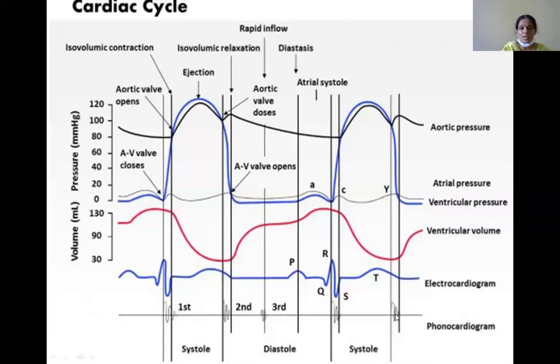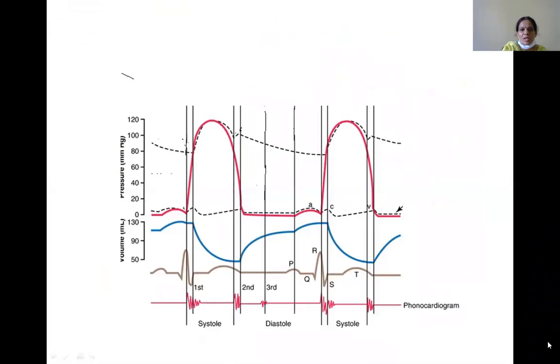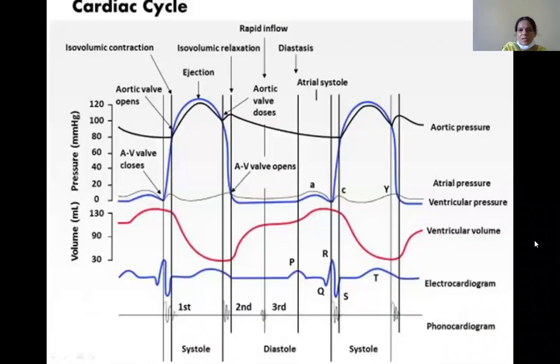So these are the pressure volume changes which are being shown in the cardiac cycle. And that is how you have to speak. This is the image which will be given in your examination. This picture will be shown to you and you will have to identify it as the pressure volume changes of the cardiac cycle. Hope you have understood this, pressure volume changes of the cardiac cycle.